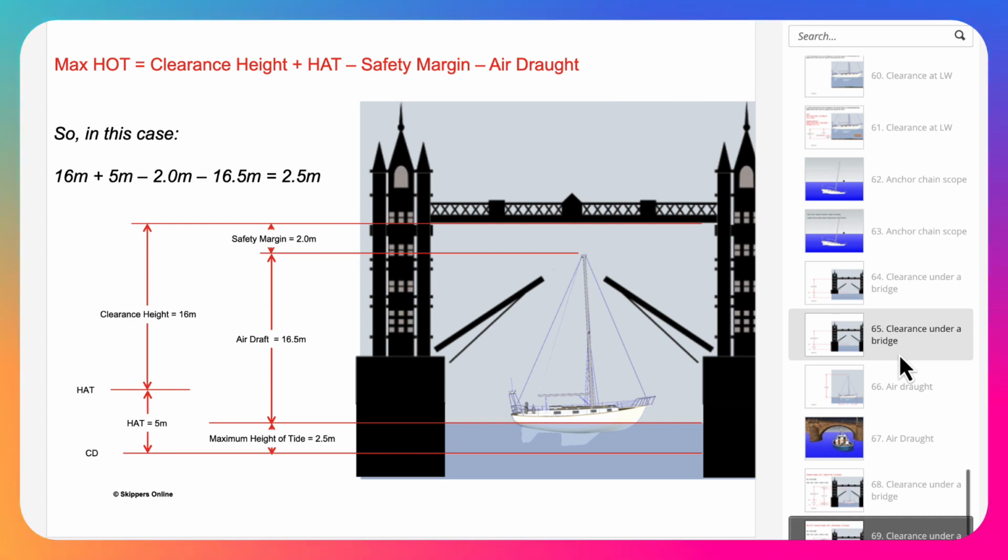Another way of looking at this might be to ask, what is the maximum height of tide beyond which a vessel cannot navigate under a bridge, allowing a safety margin? Maximum height of tide equals clearance height plus highest astronomical tide minus safety margin minus air draft. So, in this case, 16 meters plus 5 meters minus 2 meters minus 16.5 meters equals 2.5 meters.